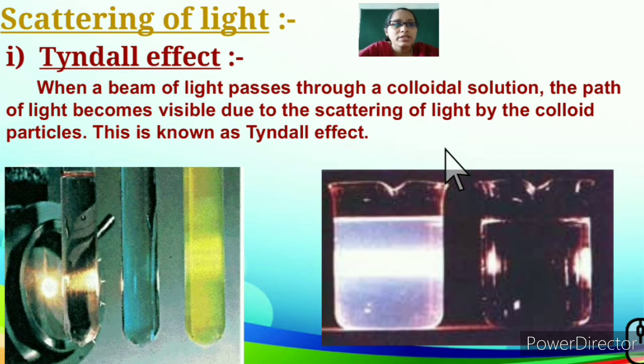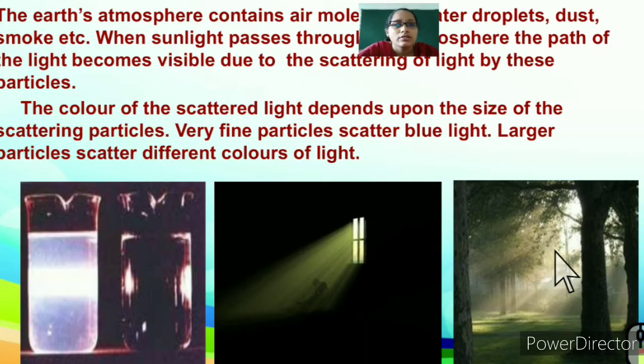So this has been previously studied: scattering of light, the Tyndall effect. You can see that a beam of light passes through a colloidal solution. Through the colloidal solution you can see the path of light, visible due to scattering of light by colloidal particles, but it is not seen through the clear crystalline solution. So this is known as the Tyndall effect. Light gets scattered when a beam of light passes through a colloidal solution.